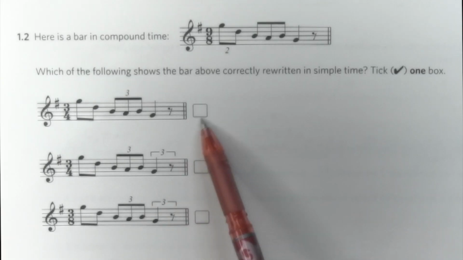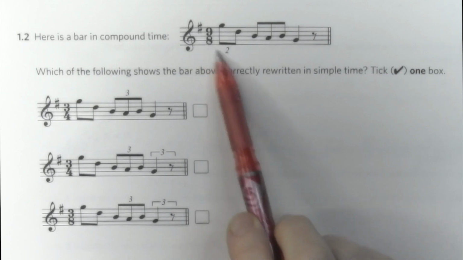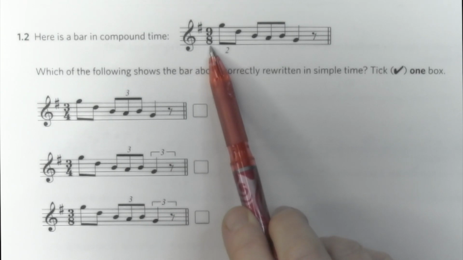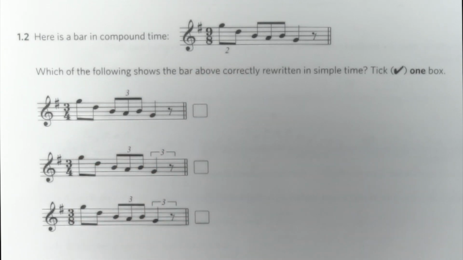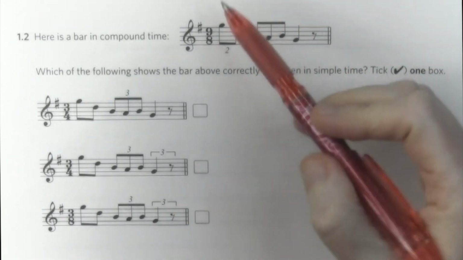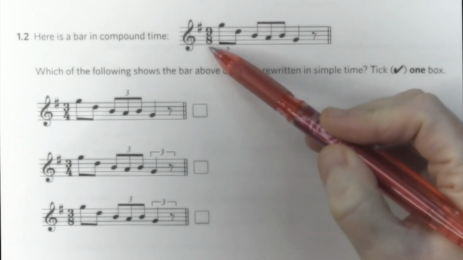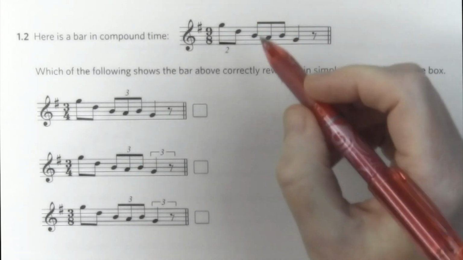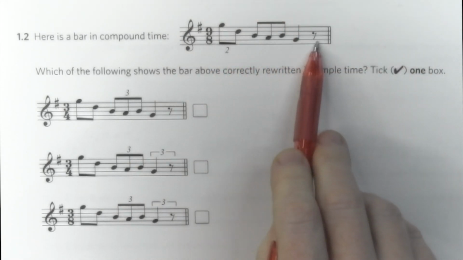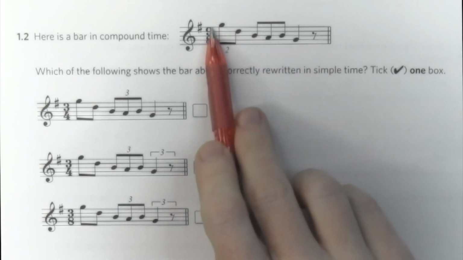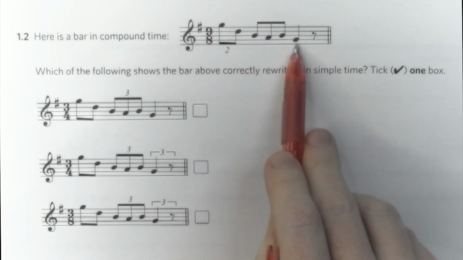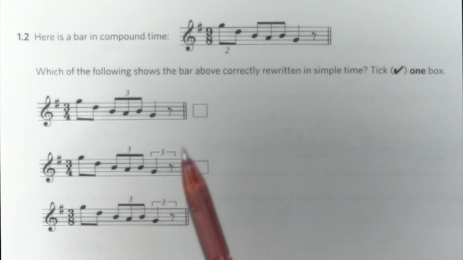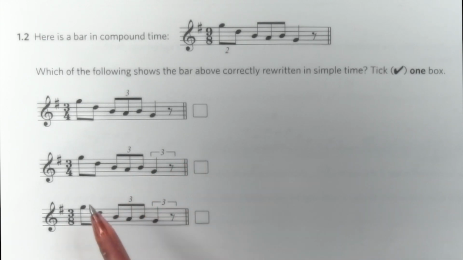In question 2, we need to identify which bar is the equivalent of the given bar correctly rewritten in simple time. So we have a compound time and we need to rewrite it in simple time. First of all, time signature. We can't do this without analyzing the time signature. We have 9 quavers in a bar, which means that we have 1, 2, 3, 1, 2, 3, and 1, 2, 3 quavers. Now this means that this is a 3 movement bar, and these 3 movements must be echoed in the simple time signature.